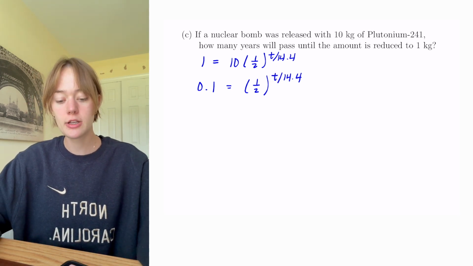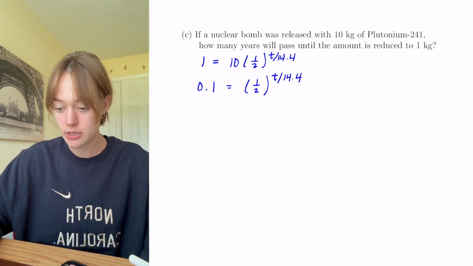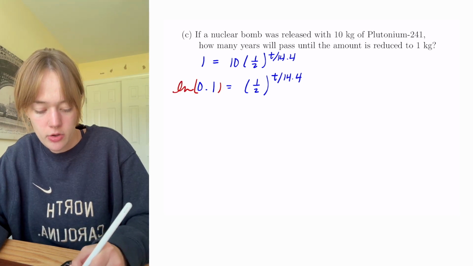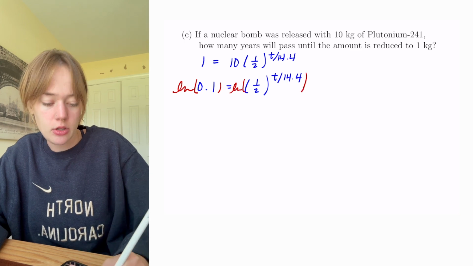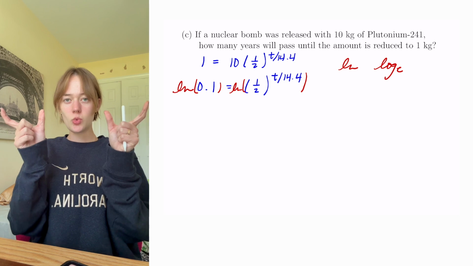And so the trick that we're going to use to isolate this T is to take advantage of logarithm properties. So what I'm going to do is natural log both sides, right? Ln is just log base E. But when I'm logging both sides, I can use whatever base that I want.